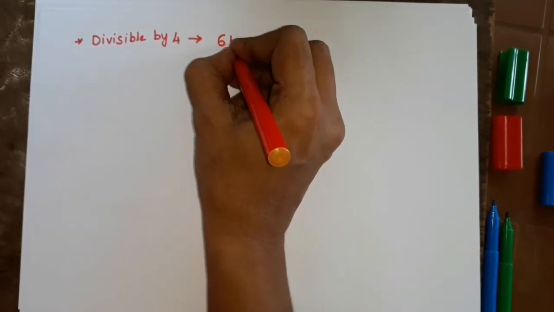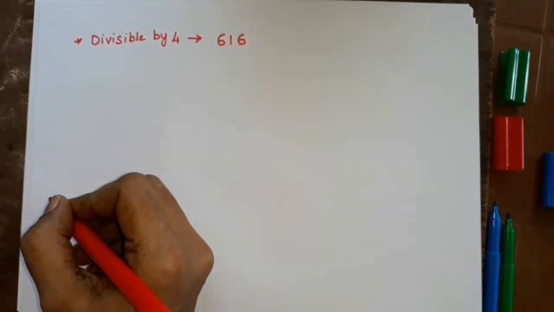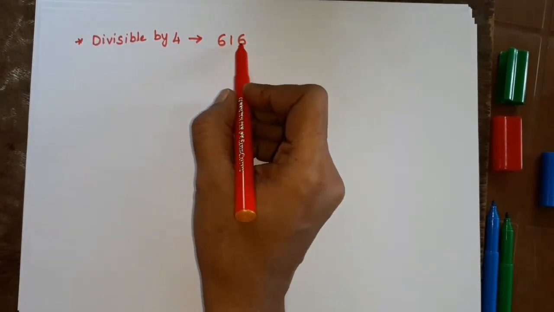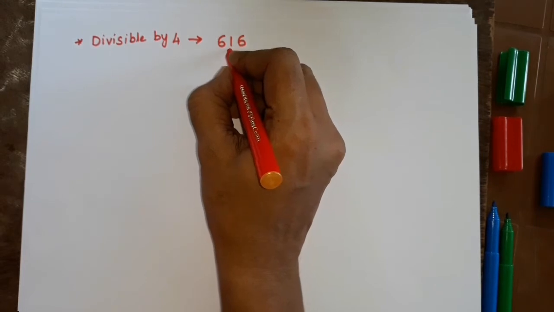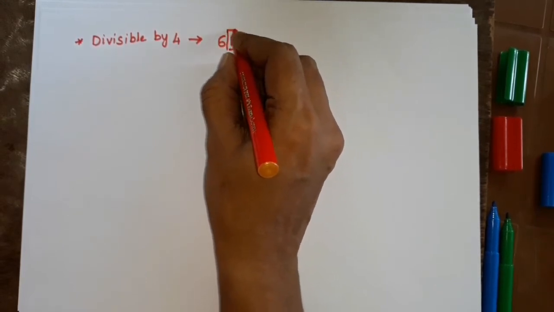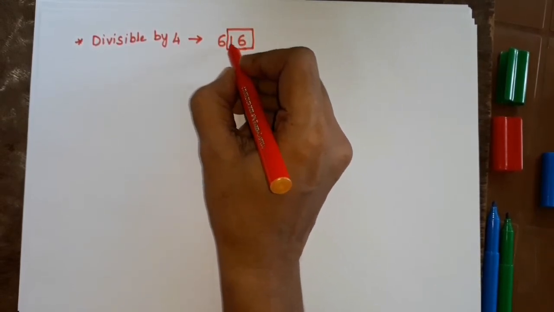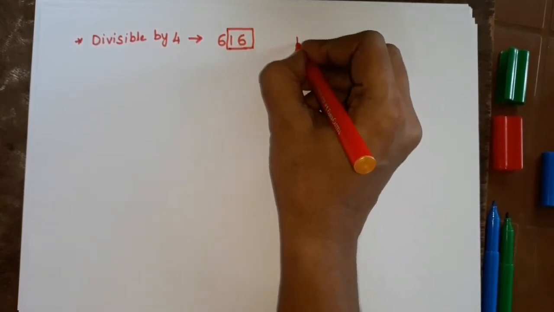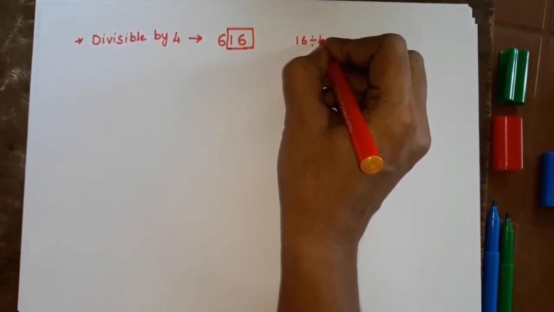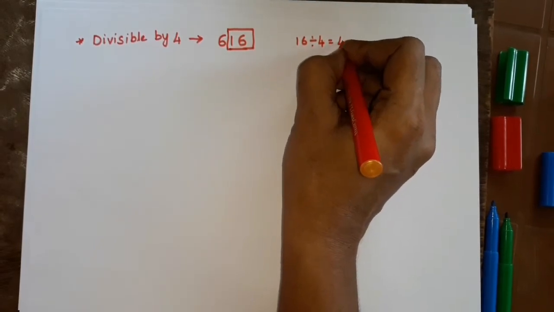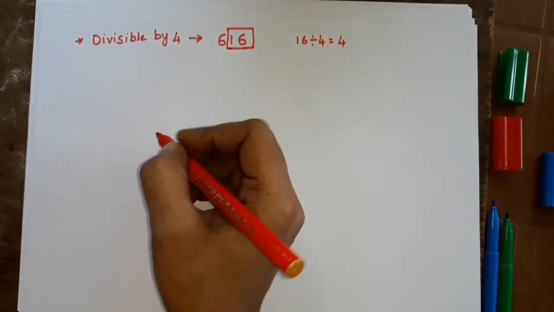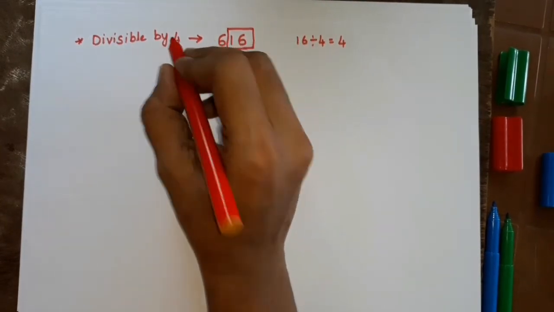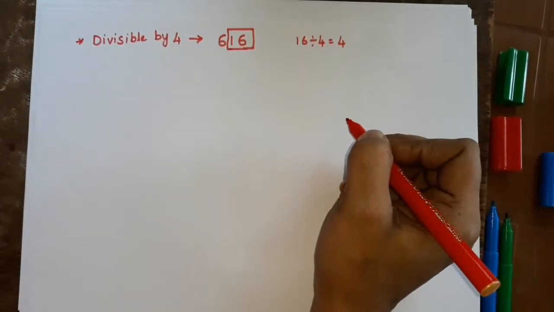We have to check whether 616 is divisible by 4. So we will not divide and check. What we will do? We will take the last 2 digits. What is the last 2 digits? 16. Is 16 divisible by 4? Yes, which is equal to 4. Remainder equal to 0. So 616 will be divisible by 4.